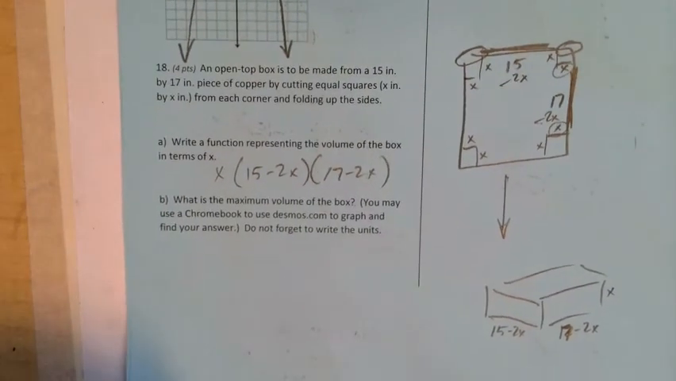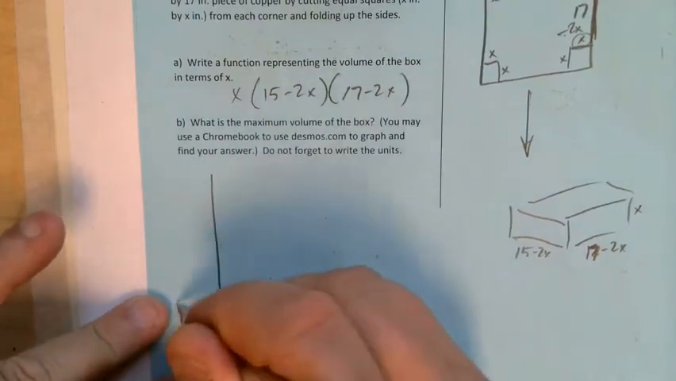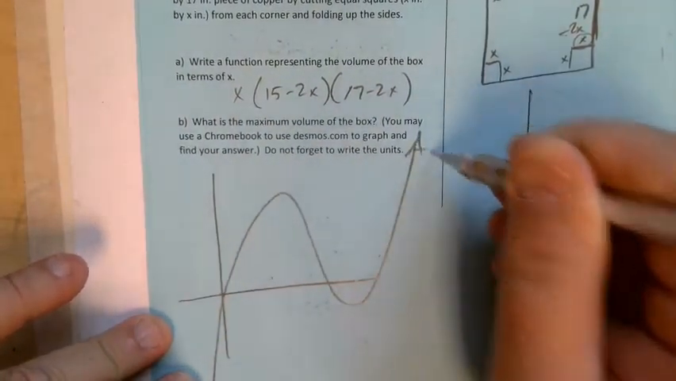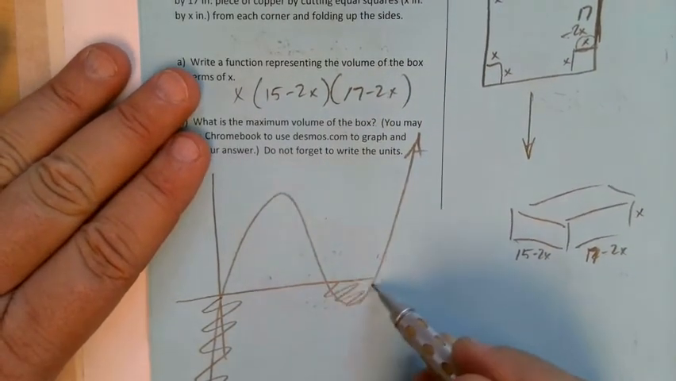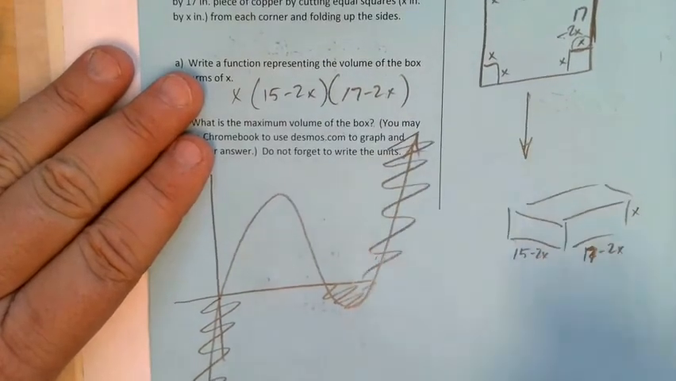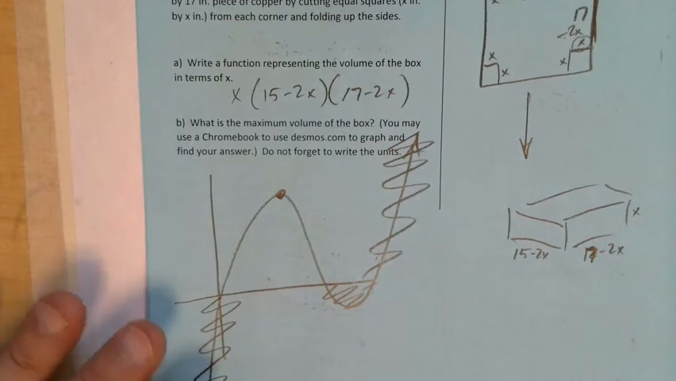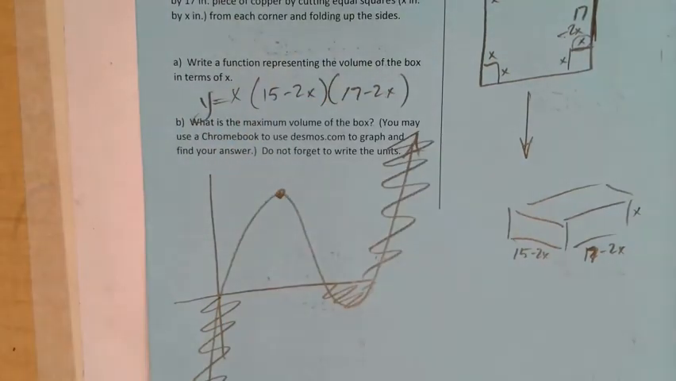Okay? Now, it says, what's the maximum volume of the box? When I graph this, I'm going to get a graph that looks like that. Now, this represents negative volumes. Can't do it. Same way here. This represents squares that are too big to be cut out. I'm looking for this point here. And if you graph this on Desmos, I'm just going to pull up my Desmos and see what I get here. And I select that maximum.